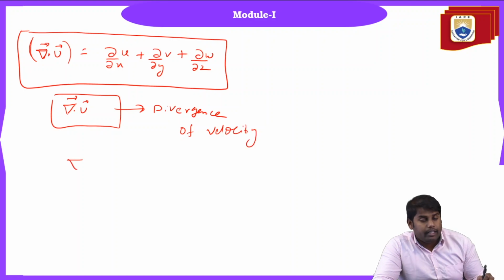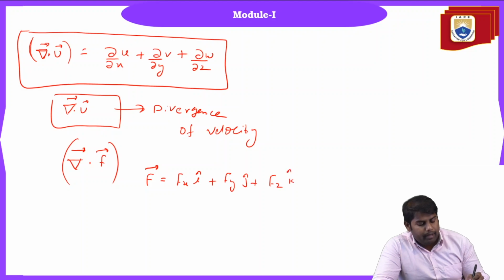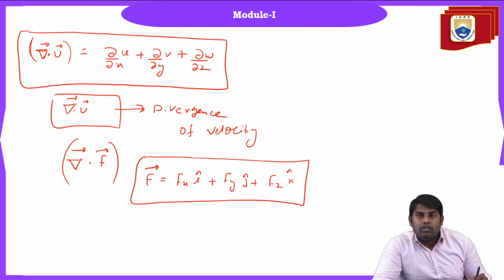Let's say you take del dot of any vector. Let us take a force vector, so the divergence of force we'll say. Here f bar will be f of x i cap plus f of y j cap plus f of z k cap. So f bar is nothing but f of x i cap, f of y j cap plus f of z k cap.